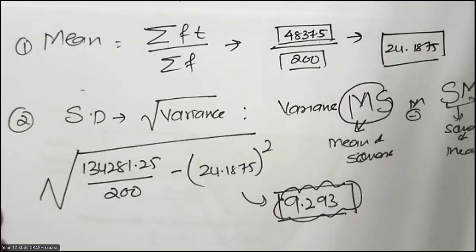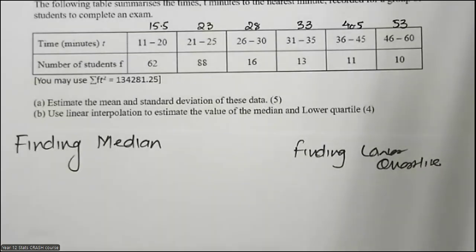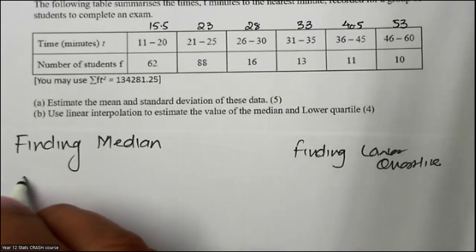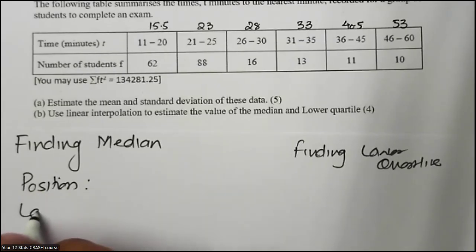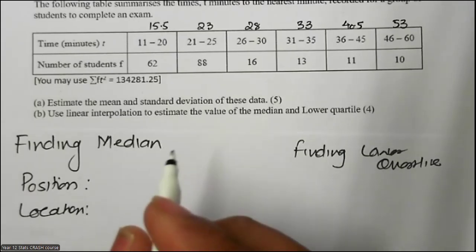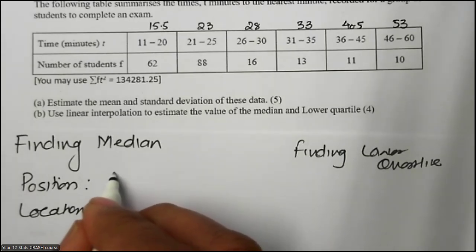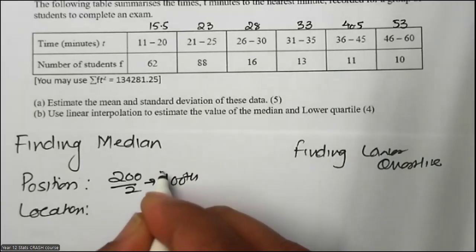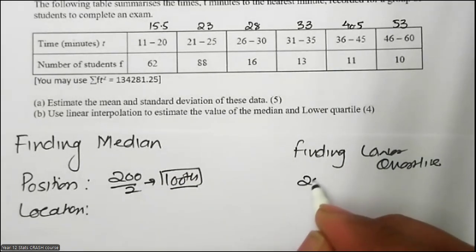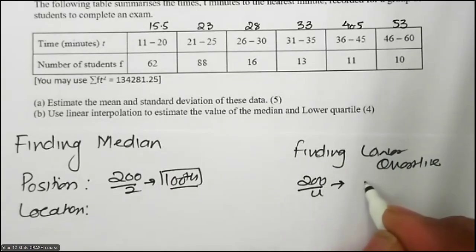Okay, we go on to interpolation now. To use interpolation to work out the median, quartile, or any other measure of central tendency, what I would do first is work out the position and the location of these two important points. Position: the median is half of the data, 200 divided by 2, so the position is the 100th position. For the lower quartile, it will be 200 divided by 4, the 50th position.